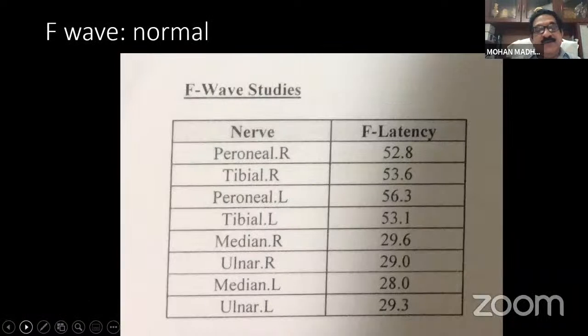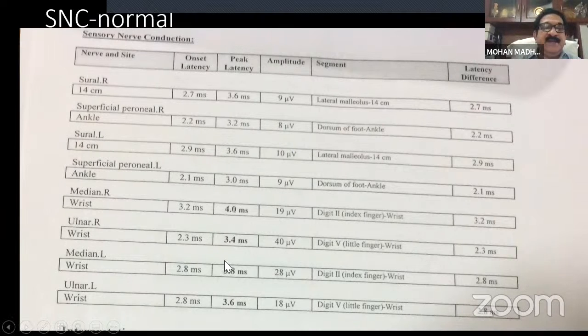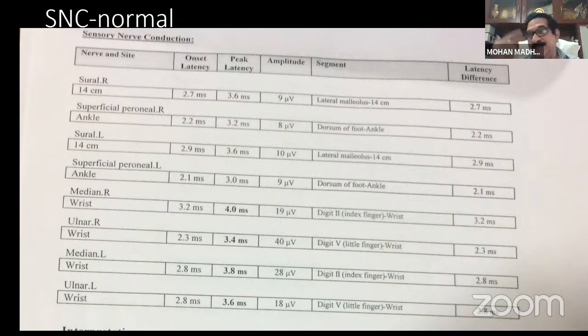F-wave latencies were normal, and sensory potential is also normal. The mildly prolonged distal latency in the median you can ignore, because it may be unrelated. So in a sense, his nerve conduction study was normal except for a decreased CMAP amplitude in one nerve. Whether it's technical or something, we don't know. But F-wave latency was normal.